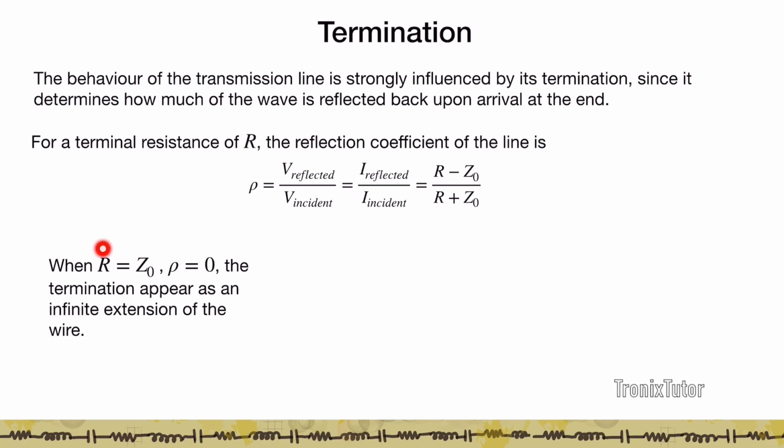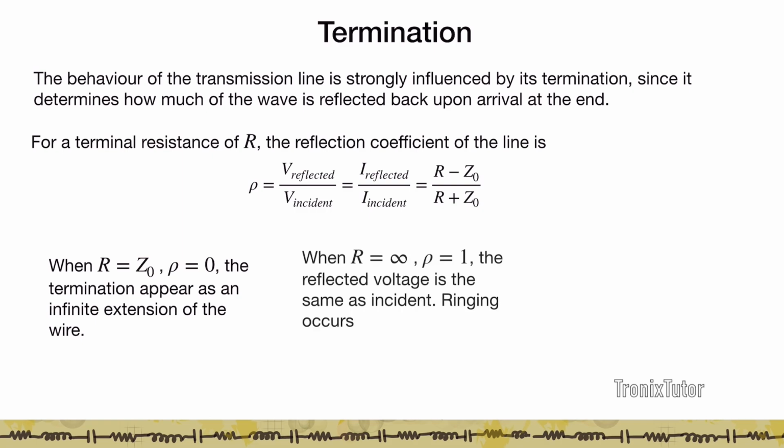In the case when I have impedance matching, that is when I terminate the wire in such a way that its resistance is the same as the input impedance of the wire, then essentially the wire does not see a termination. The termination appears to be a continuous extension of the wire, and so there is no loss of signal at that point. Suppose my terminal resistance is infinite. If I have a very large resistance connected, then essentially I have rho equal to 1, in which case my reflected voltage is the same as the incident voltage. So in this case, I'm going to see ringing in my signal. My output voltage is going to shoot up and then eventually settle down.